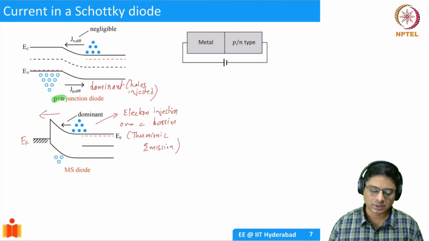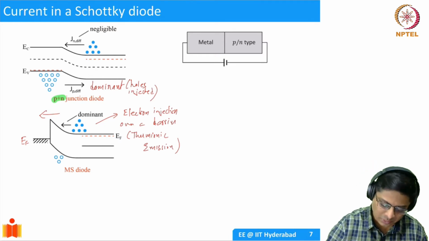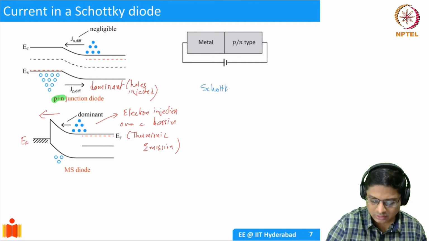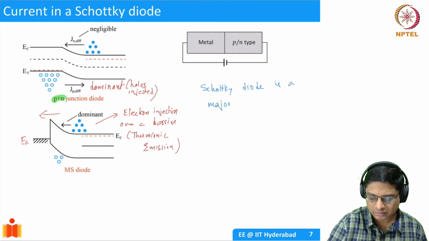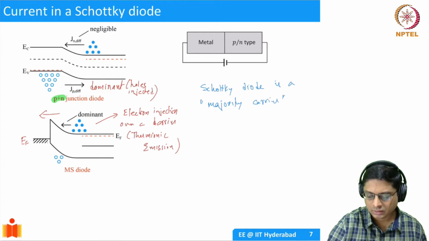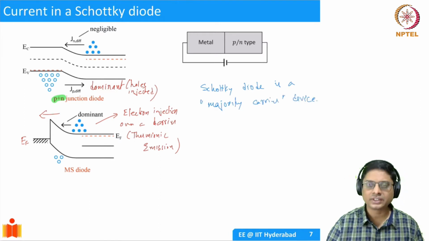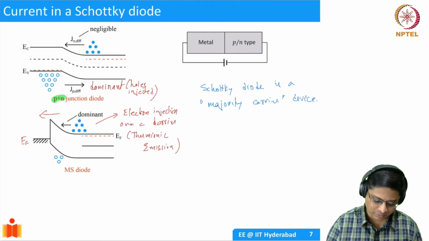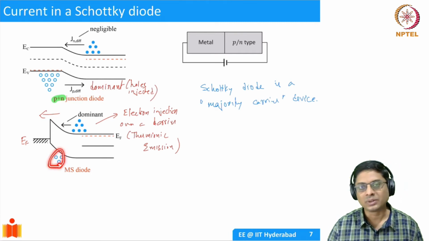And also, Schottky diode is a majority carrier device in a way. Okay. Why do we say this? The reason is there are going to be a finite number of minority carriers, but how will they move?